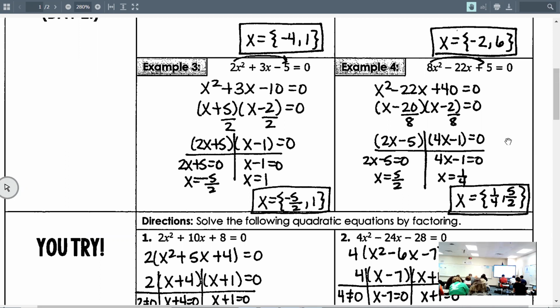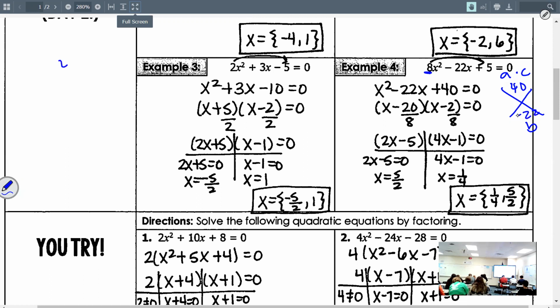So when that happens and you have an A that is not 1, you still can do the diamond method, just don't forget to slide and divide. So after you find the factors, make sure you divide by that A. What's A times C in this one? So that should go on top of your diamond. 8 times 5, which is 40. What number on the bottom?